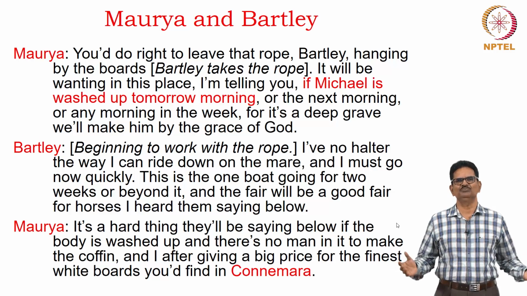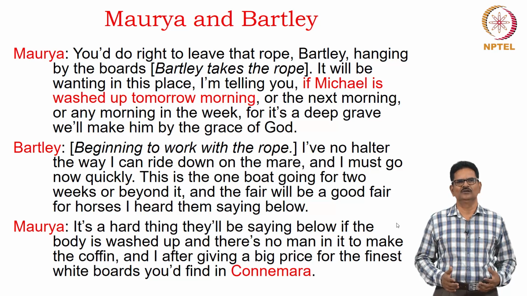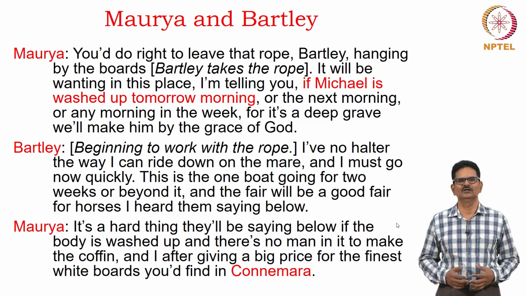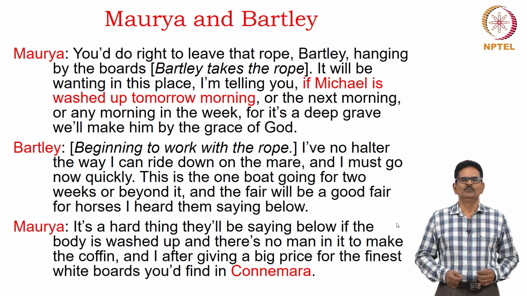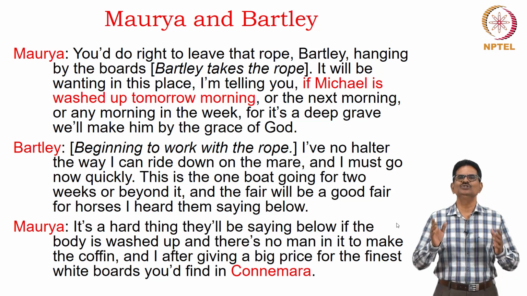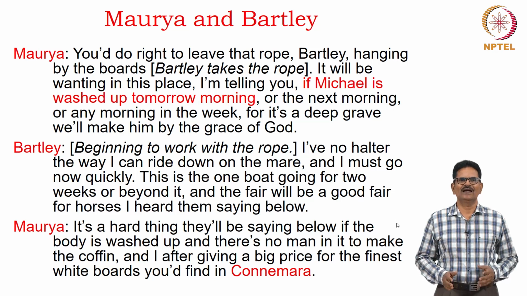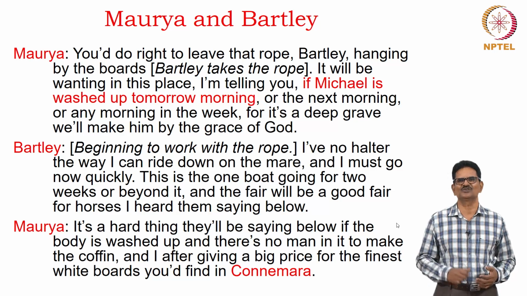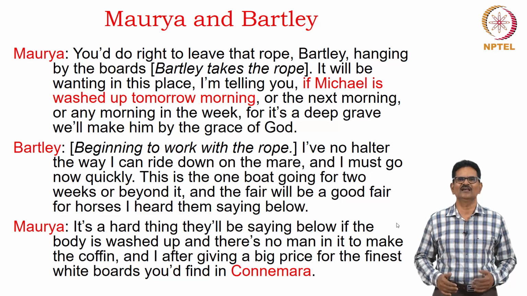What is the relationship between Maurya and Bartley? Maurya is the mother. She loves her children, but she loves Michael more than any other child, and Bartley has some kind of complex relationship with his mother. So we have some conversation between them. Maurya tells her son, you would do right to leave that rope, Bartley, hanging by the boards. Maurya tells her son, don't take that rope.